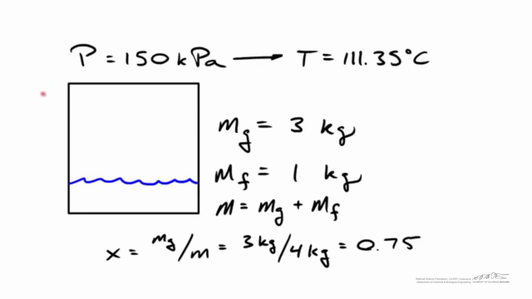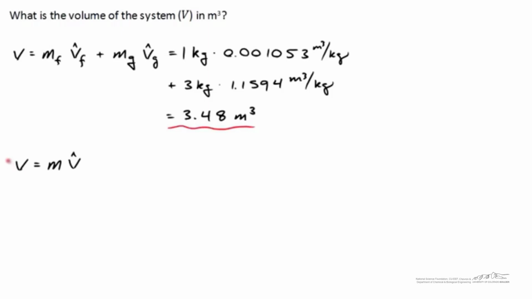The next way I could solve this, and I'll get an equivalent answer, is to figure out the average specific volume of the whole system. So I'm going to figure out the, I guess, V hat for this entire system, and that'll include contributions from the water and from the vapor. And once I have that, I can multiply that number by the total mass, which is 4 kilograms. So mathematically, the total volume is equal to the total mass of the system, fluid and vapor, times the average specific volume of the whole system.